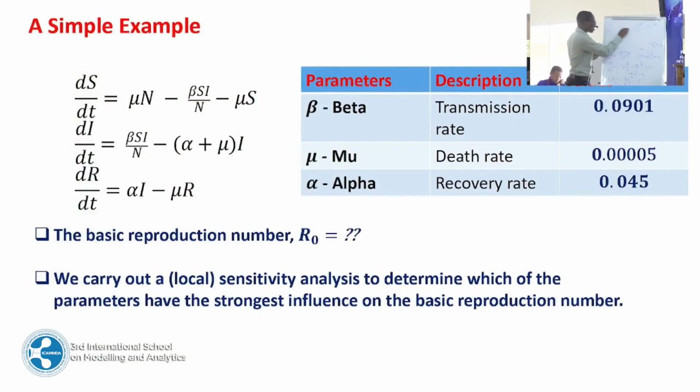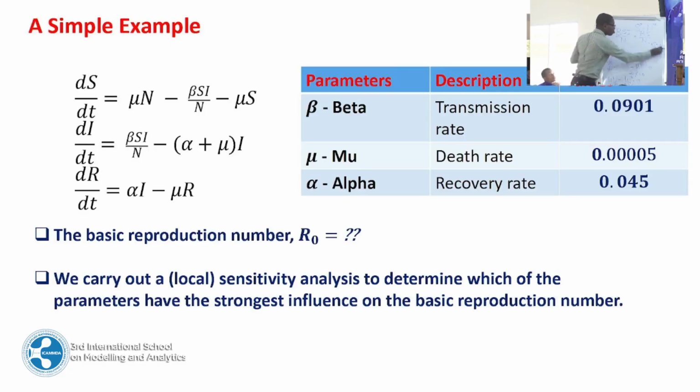Remember our incidence. What's the incidence rate from the model, the incidence function? Beta S I over N. So for one infectious individual, that's I equals to 1. We're going to have beta S over N.